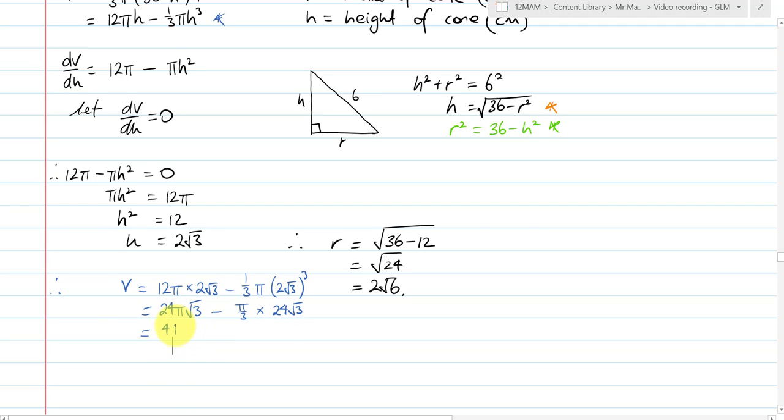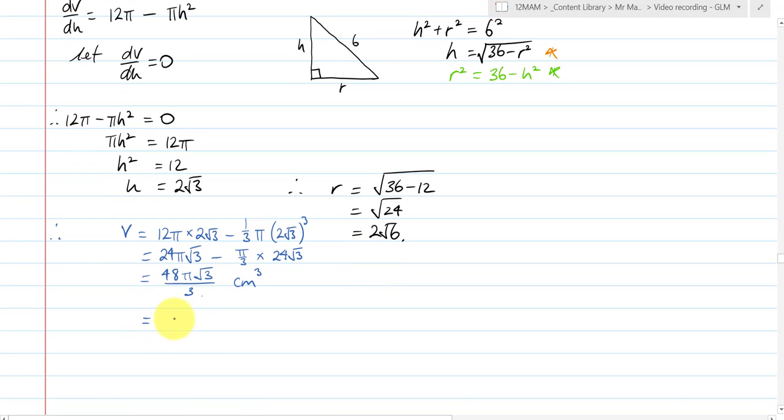48, and you can do this in your calculator or do the calculation. Pi root 3 over 3 is my volume in centimeters cubed. And 48 divided by 3 is nice, so 16 pi root 3, or approximately 87.06 centimeters cubed. So there's my volume.